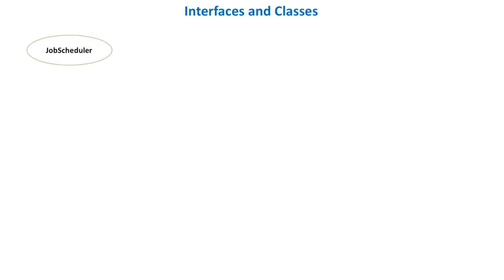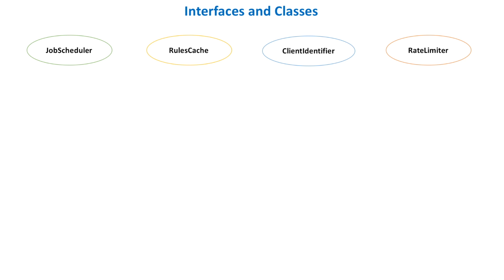So far, we have covered the algorithmic part of the rate limiting solution. Let's take a look at another facet of the problem, which is object-oriented design. Let's define key classes and interfaces. The job scheduler interface is responsible for scheduling a job that runs every several seconds and retrieves rules from the rules service. The rules cache interface is responsible for storing rules in memory. The client identifier builds a key that uniquely identifies a client. And the rate limiter is responsible for decision making.